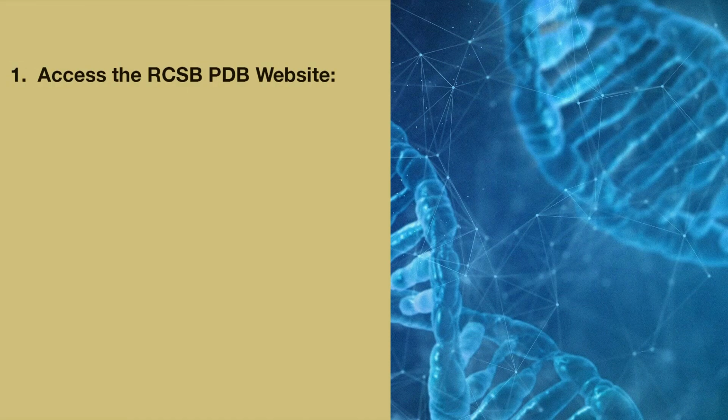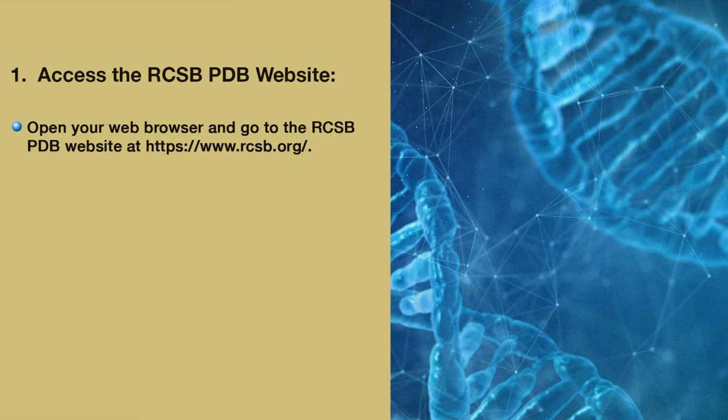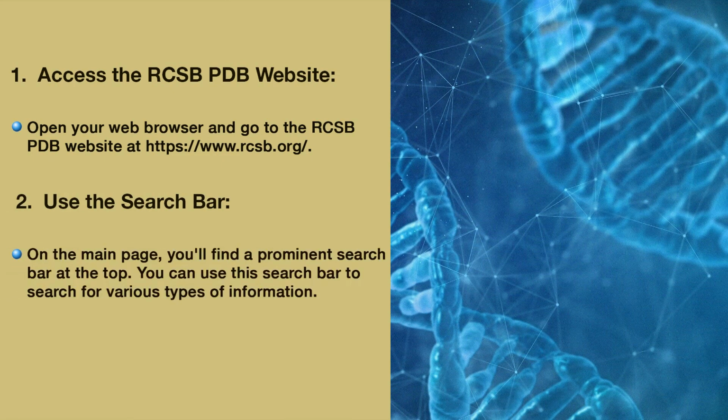Access the RCSB PDB website. Open your web browser and go to the RCSB PDB website at https://www.rcsb.org. Use the search bar. On the main page, you will find a prominent search bar on the top. You can use this search bar to search for various types of information.